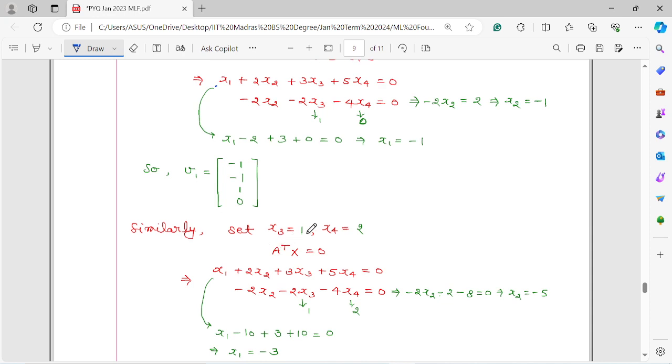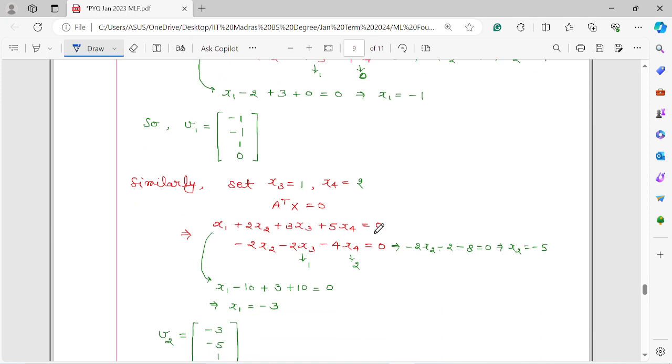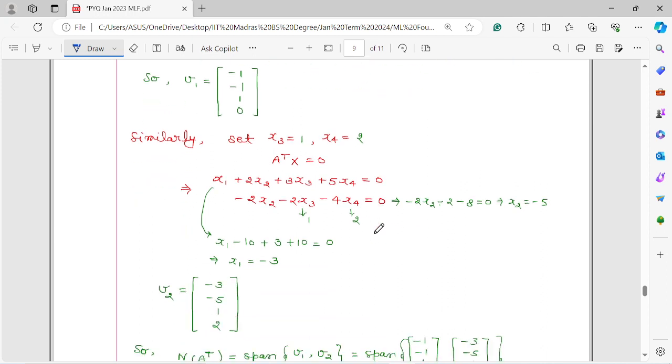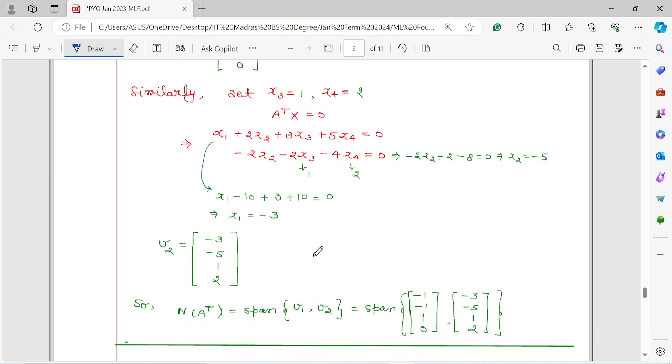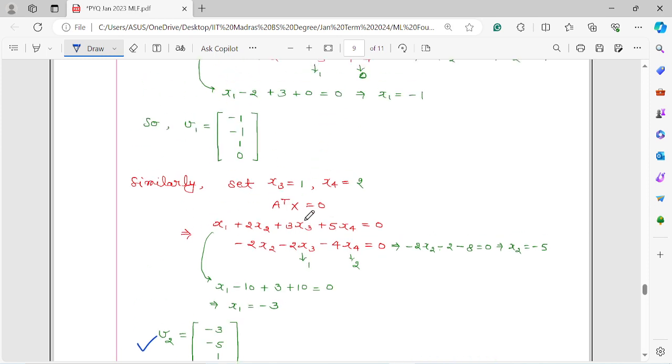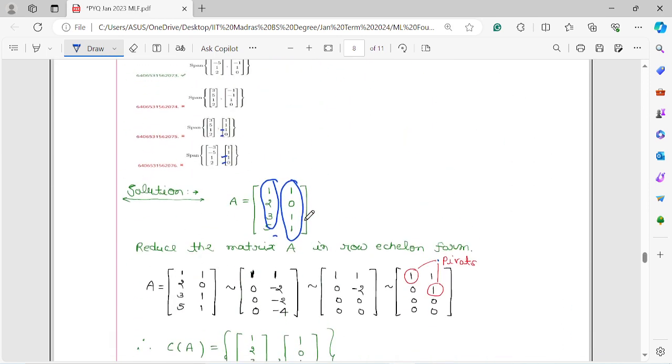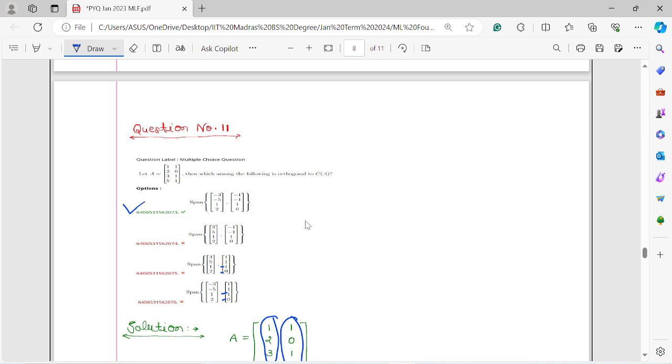Similarly, set x3 equal to 1, x4 equal to 2, because in the options it is given x3 equal to 1, x4 equal to 2. I have calculated the values of x1 and x2 for this case, and I have got this vector v2. So the null space of A transpose is the span of these two vectors v1, v2: the span of -1 -1 1 0 and -3 -5 1 2. So our answer is this. Option A is correct.